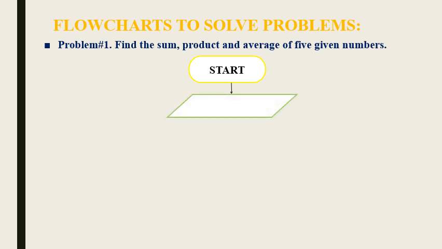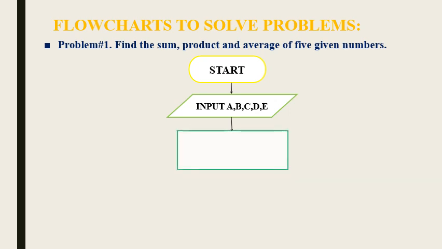And the next is we want some input, so that's why we use the parallelogram. Input A, B, C, D, because we have 5 numbers, so that's why I use 5 variables. Next is flow line. Again use the flow line. Now there is a process. First we calculate the sum. So that's why we add all 5 numbers.